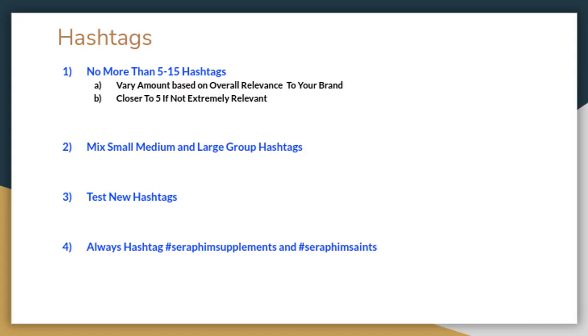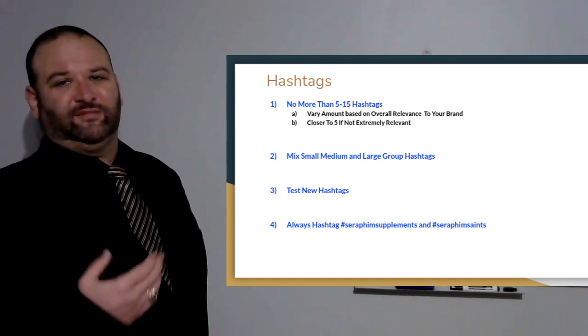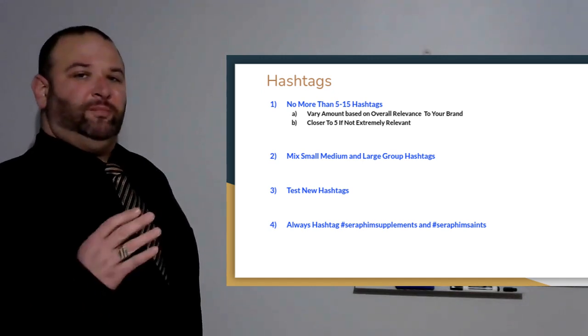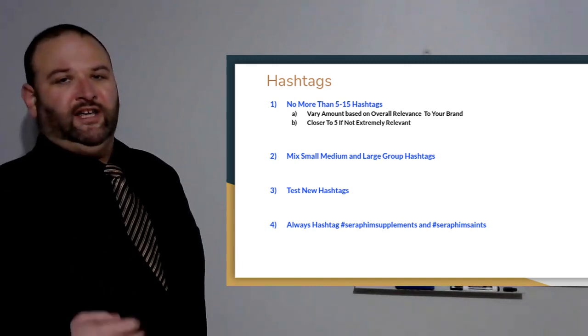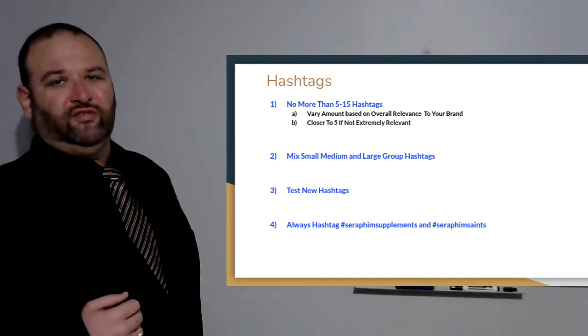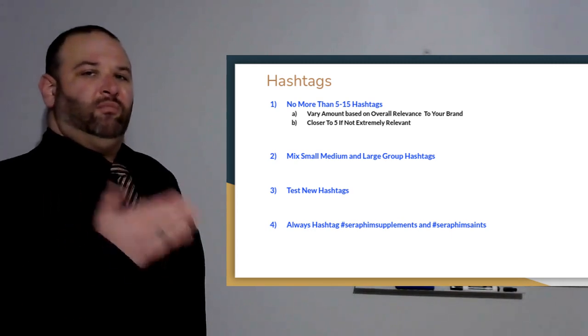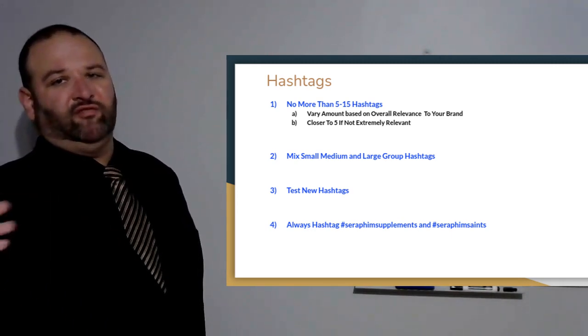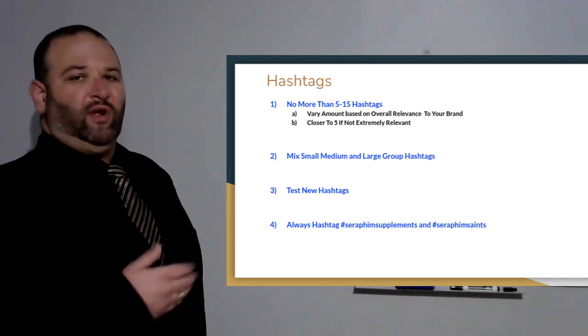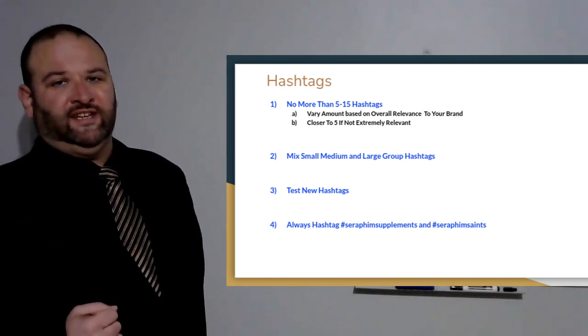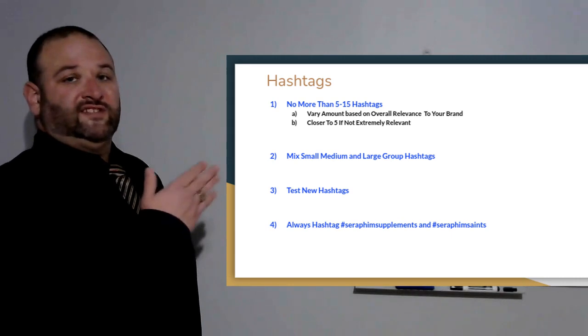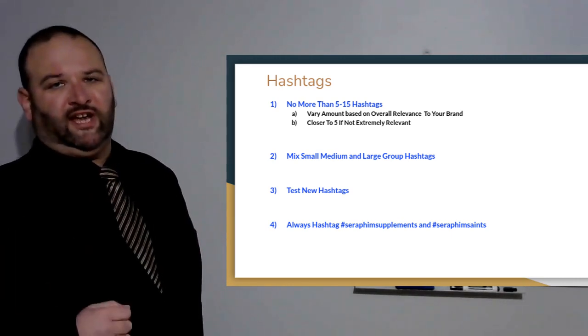Now, when it comes to hashtags, there are really only a few things you need to know. You shouldn't attach any more than 5 to 15 hashtags per post. And you should base that on the relevancy of that post to your overall brand. If it's not extremely relevant to your overall brand, you want to be closer to 5 instead of 15. If it's more relevant to your overall brand, of course, you want to go for 15. You also want to make sure you're mixing small, medium, and large hashtags.